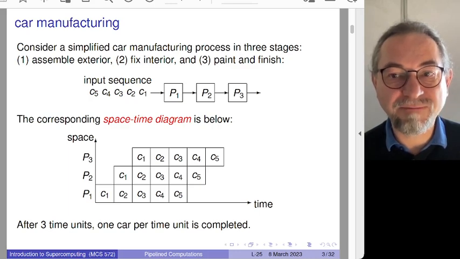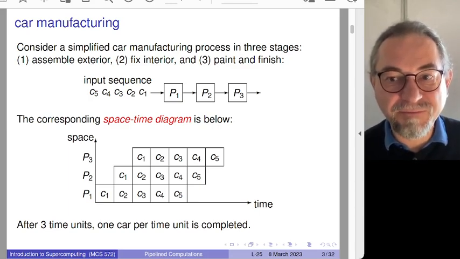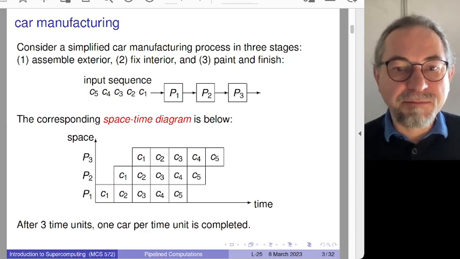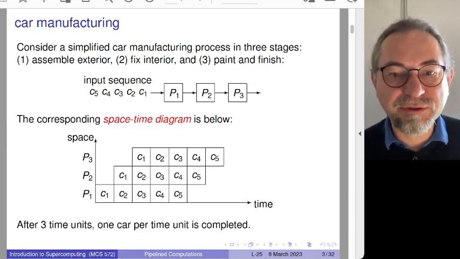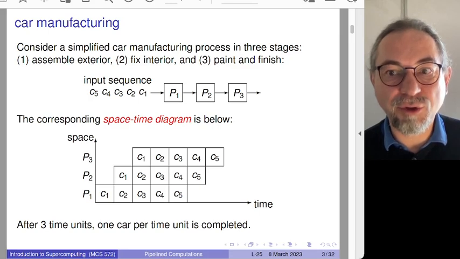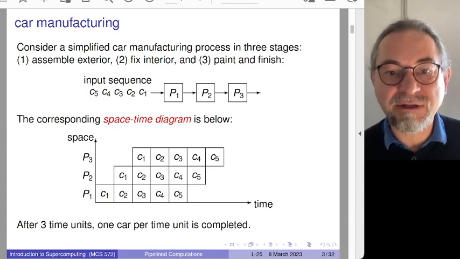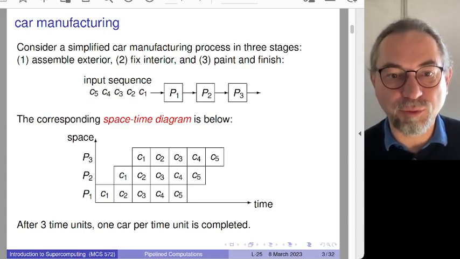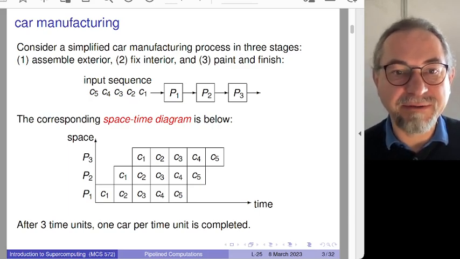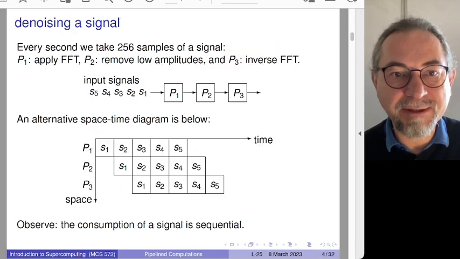So we are producing 5 cars with 3 stages. So this would take 15 time units. But now you can see that we can do this in 7 time units. So 15 over 7 is a speedup of more than 2 with 3 processors. So already on this very simple example, we can see the benefit of pipelining.